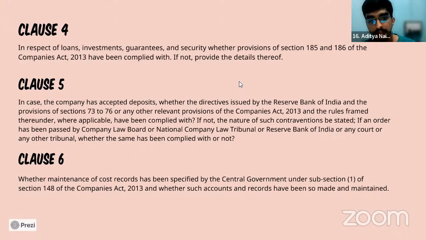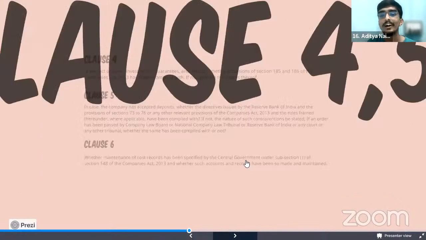Again, coming to clause 5. Your time has ended. Okay. I have a lot to cover though, but still I would cover it in very short. So in the clause 5, as you can read here, acceptance of deposits के आपको rules check करने पड़ेंगे, and if these rules have been complied or not, that you have to check. In clause 6, cost audit के आपको regulations and compliances check करने पड़ेंगे.